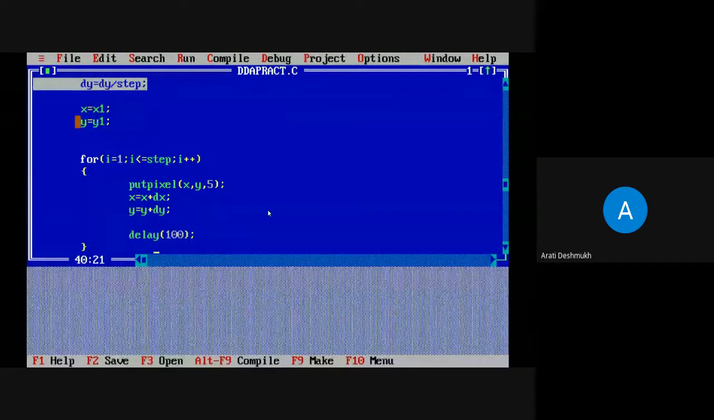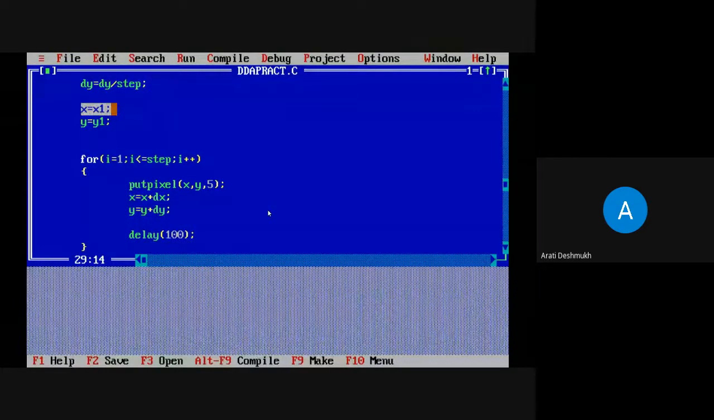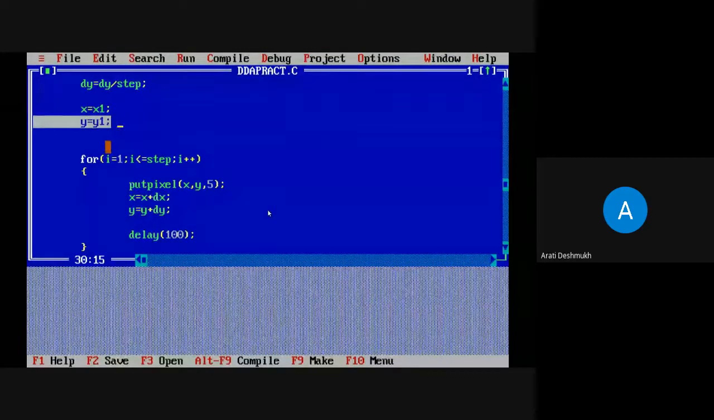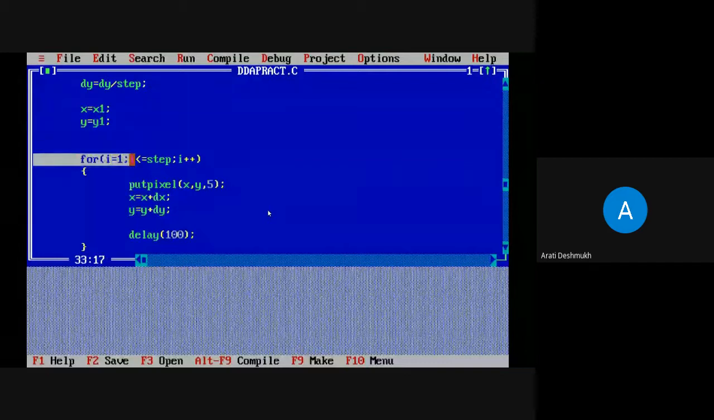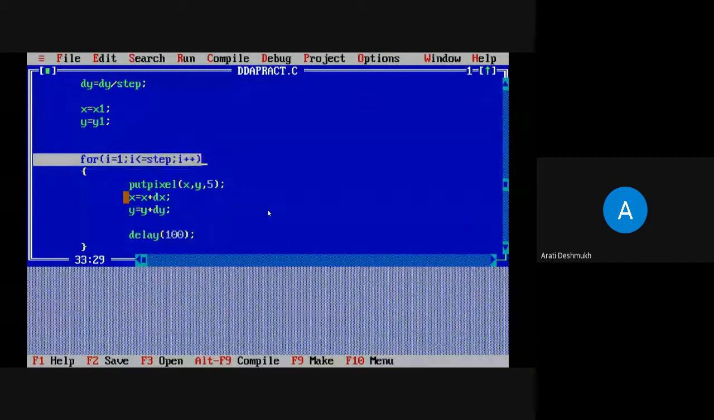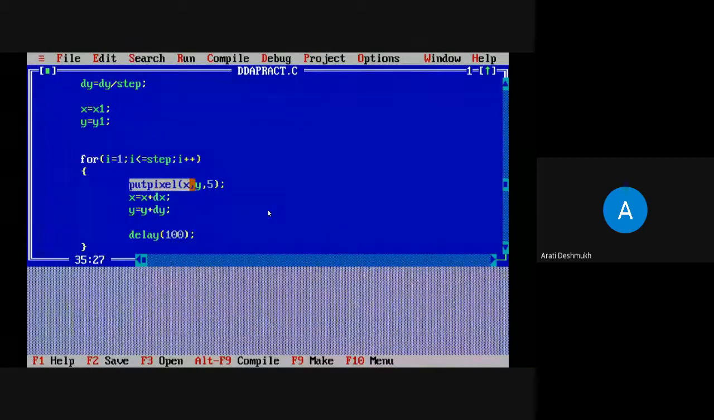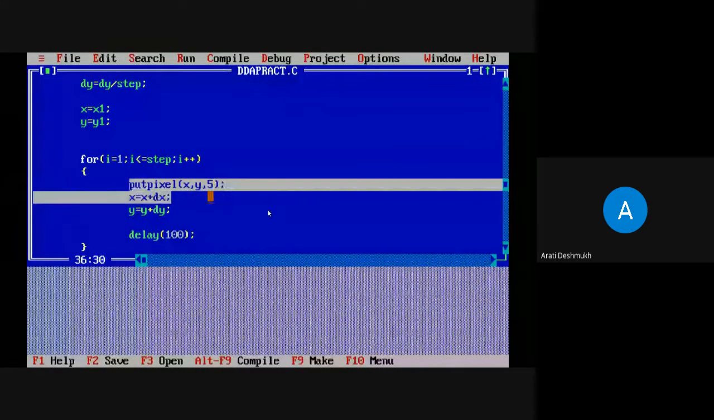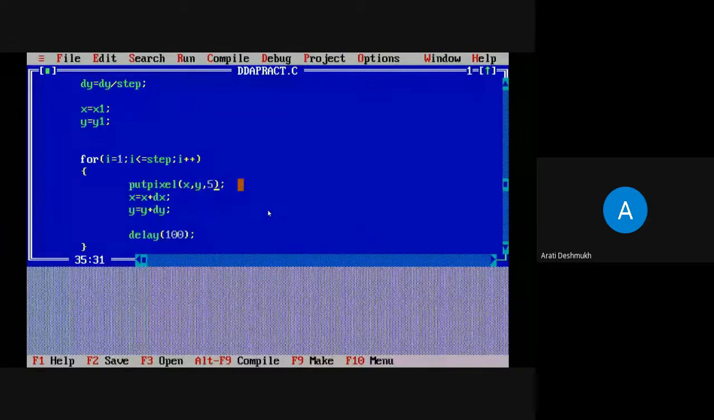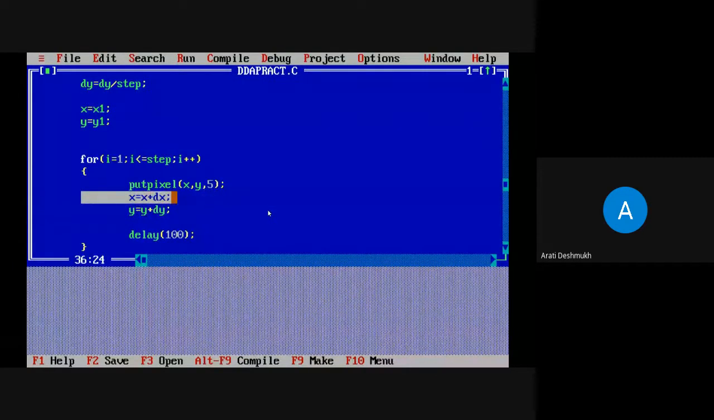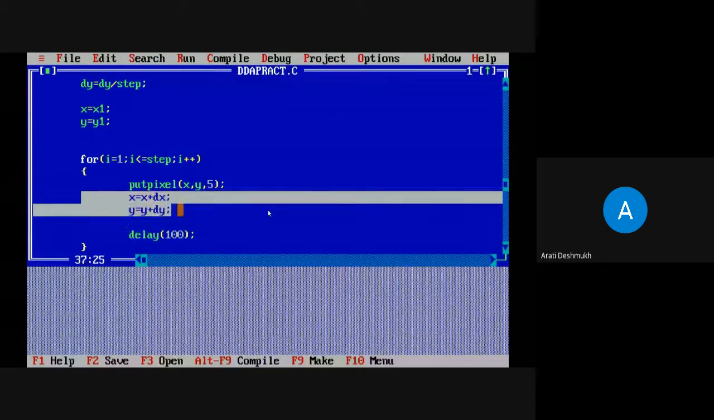Then x is equal to x1, the starting point, and y is equal to y1, the y coordinate of the starting point. Then we are using the for loop: for i equal to 1, i less than or equal to step, i plus plus. Use putpixel with x, y, and the color of that pixel. We are using 5 as the color code. Then we increment the values of x and y: x is equal to x plus dx and y is equal to y plus dy.